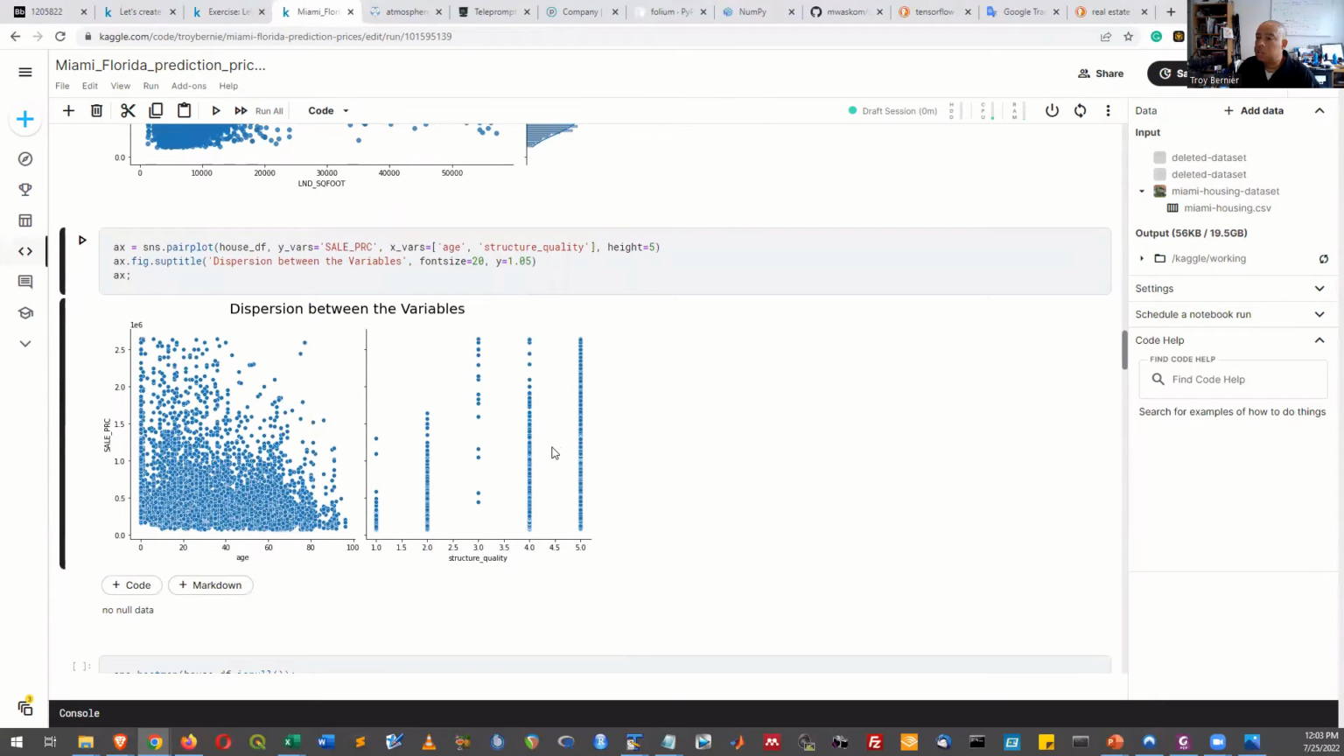This one is dispersion between variables. This is a cluster. Okay. Once again, sale price of property, which we have many properties in the millions, as you can see, that were sold. But the overwhelming bulk of properties are somewhere between a little less than $1 million down to a little bit over 100,000, around that space. And you can kind of see that there's this funny little area right here.